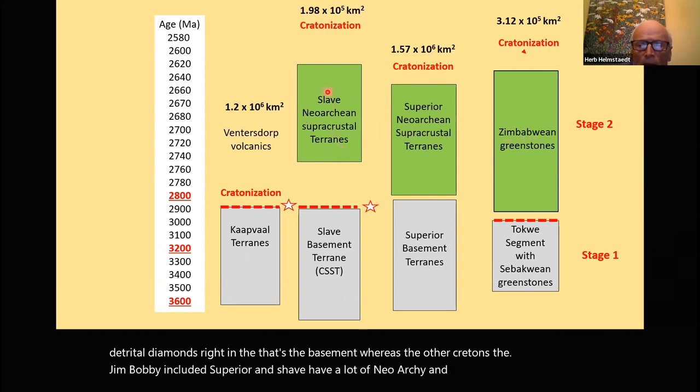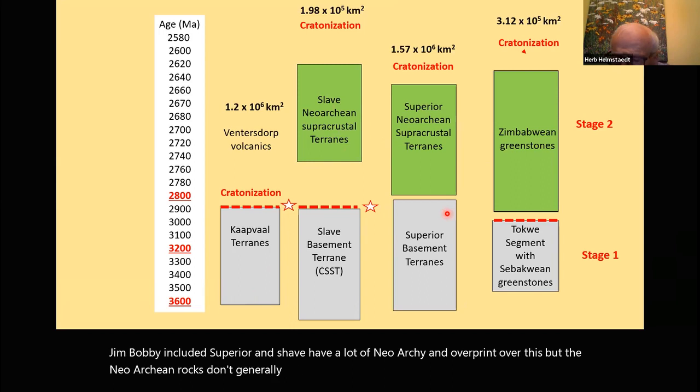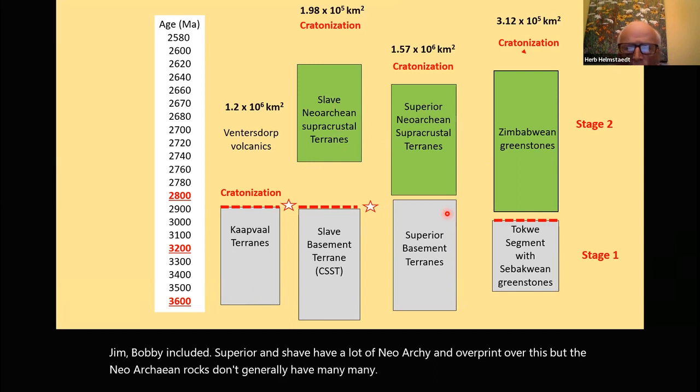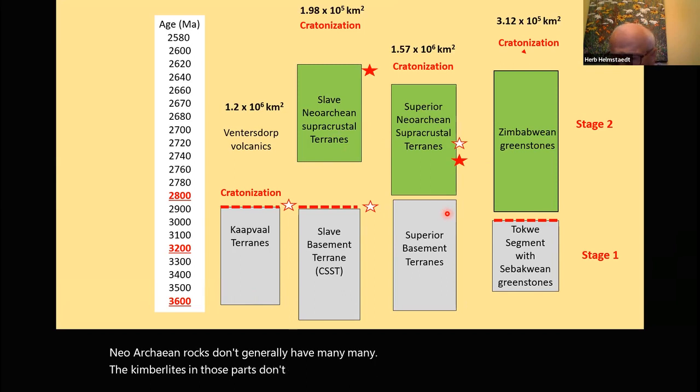Whereas the other cratons, the Zimbabwe included, Superior and Slave, have a lot of Neo-Archean overprint over this. But the Neo-Archean rocks don't generally have many kimberlites, and the kimberlites in those parts don't show the depleted, subcalcic garnets.